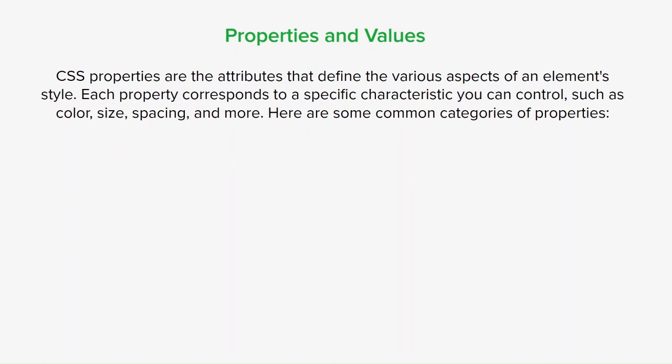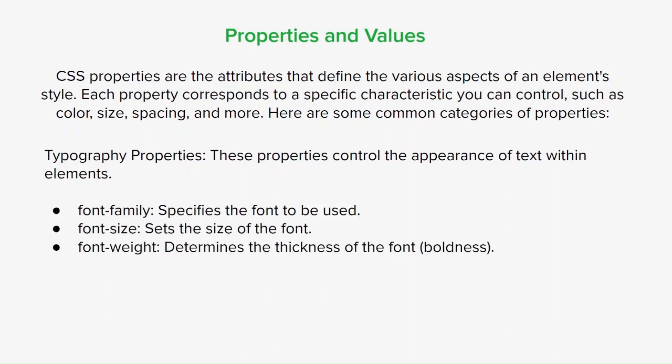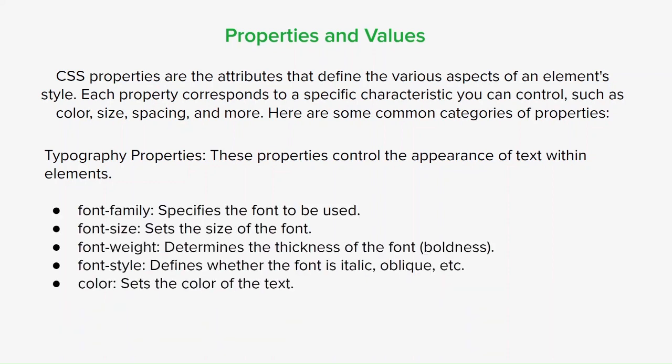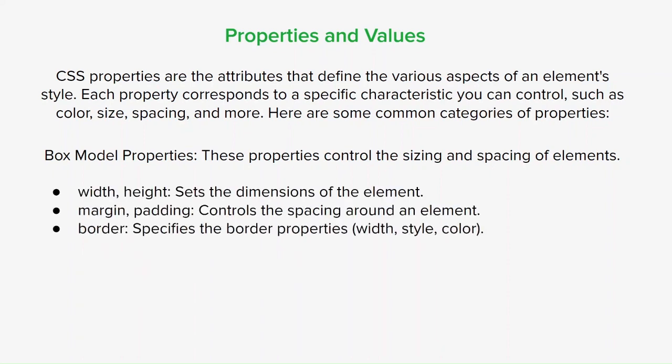So now let's talk about properties and values. CSS properties are essential components that allow you to control the visual elements and layout of HTML elements on a web page. There are different categories of properties, and typography properties control the appearance of text within elements, things like font family, font size, font weight, font style, and color. Then you have box model properties, and these properties control the sizing and spacing of elements, like width, height, margin, padding, border, and box shadow.